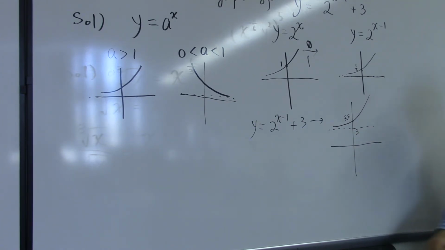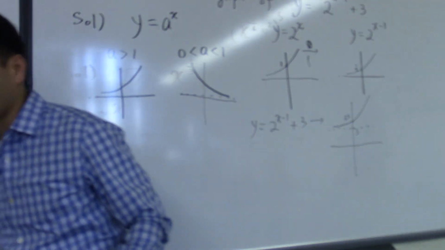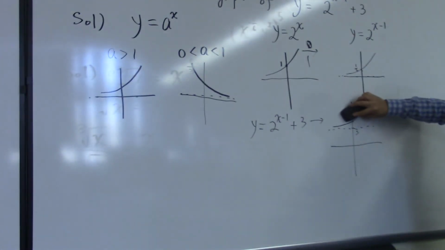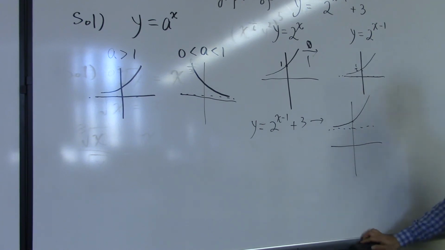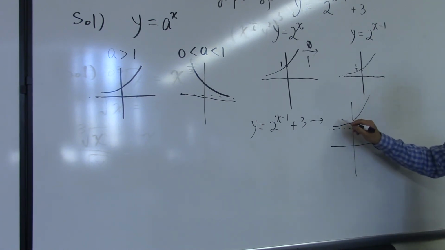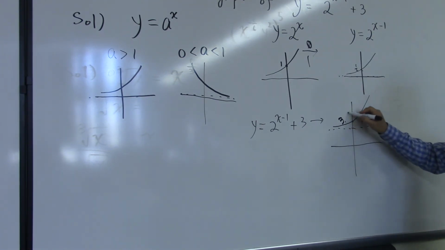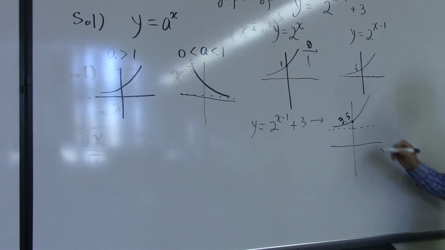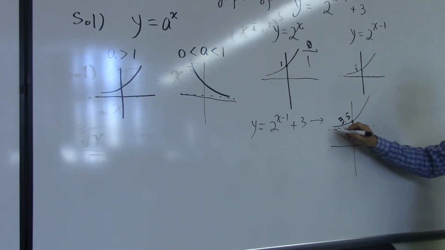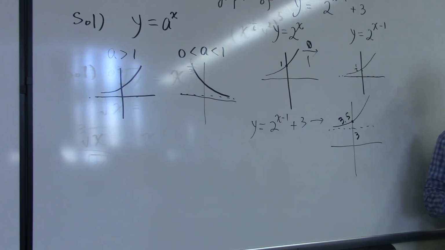Okay. I guess I wrote these letters too small. Let me write the numbers bigger. So this is 3.5 here, that's the y-intercept, and 3 is where the horizontal asymptote is going.